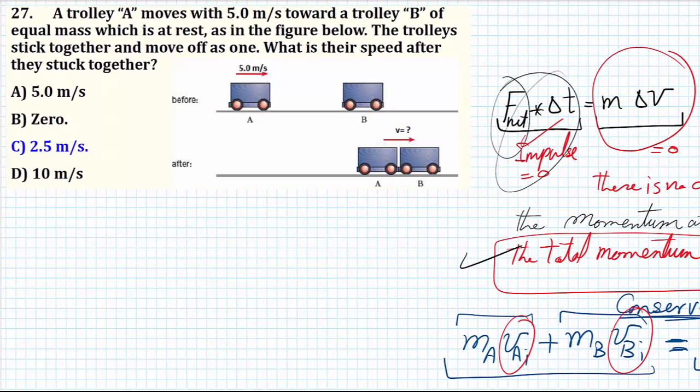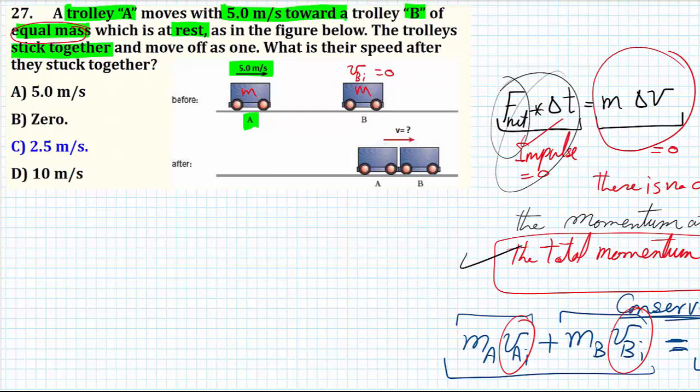A trolley A, this cart A, moves with 5 meters per second toward a trolley B. So this is the speed, 5 meters per second, and as you see it's to the right, so its momentum will be positive. Toward a trolley B of an equal mass. So he said here they have equal mass. So if you assume this one is M, the other one is also M. Which is at rest. That means the initial speed of trolley B at the beginning is 0 because it was at rest.